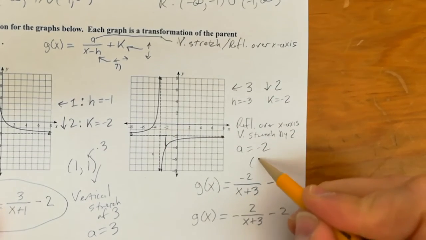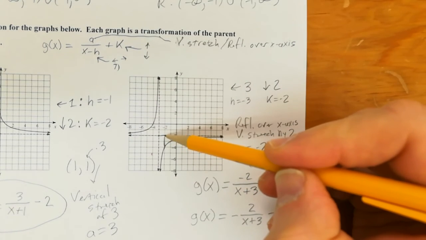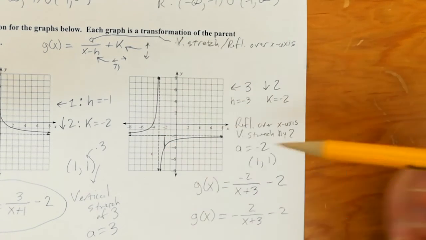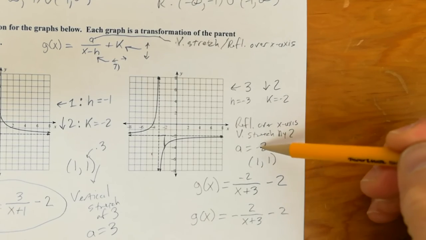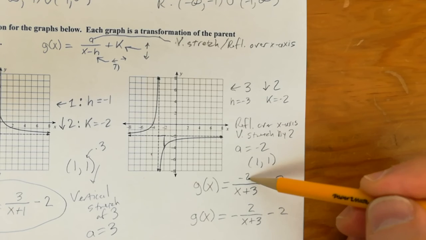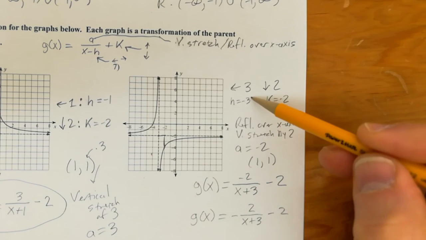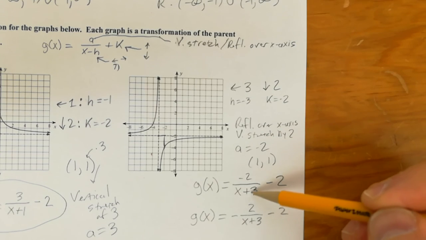Again, it's based on this reference point of (1, 1). Instead of going over 1, up 1, I had to go over 1, down 2. So that means a is -2: negative because of the reflection, 2 because of the stretch. And so that's why -2 goes up here, and then, of course, my h and k go here and here. Be careful when you plug in -3 for h, it becomes positive.